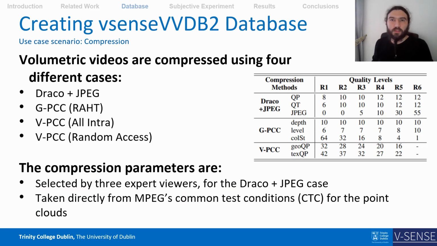Anticipating that the volumetric video will be used alongside the traditional visual media in the near future, we consider the compression scenario in this paper. We've selected 3 state-of-the-art compression methods: Draco, GPCC, and VPCC. Since Draco and GPCC do not consider temporal redundancies, we also included the all-intra option for VPCC to compare them in a fair way. We use the compression parameters shown in this table. For the point clouds, the compression parameters are taken directly from MPEG's common test conditions. However, to the best of our knowledge, there are no such guidelines for the textured meshes. Therefore, for the Draco and JPEG case, the parameters were selected in a pilot study done by 3 expert viewers.